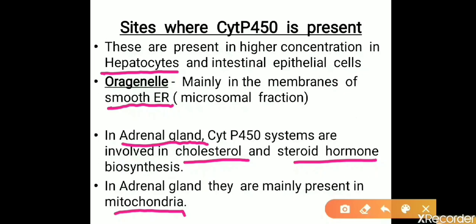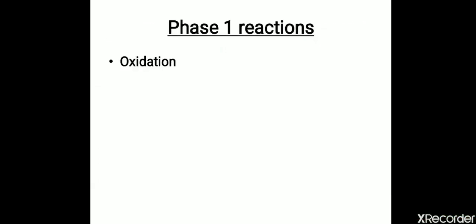So they are present predominantly in the liver cell and also present in the adrenal gland. And in liver, they are concerned with detoxification reaction. And in adrenal gland, they are concerned with cholesterol and steroid hormone biosynthesis. So that's all regarding cytochrome P450. And cytochrome P450 is an important short answer question. So hydroxylation reaction is the major reaction in phase 1 metabolism. Coming to the other reactions of phase 1 metabolism, the next one is oxidation reaction. The classical example is oxidation or metabolism of alcohol.